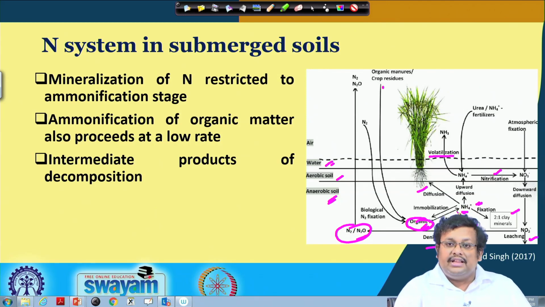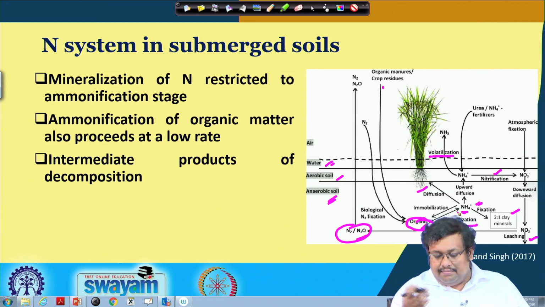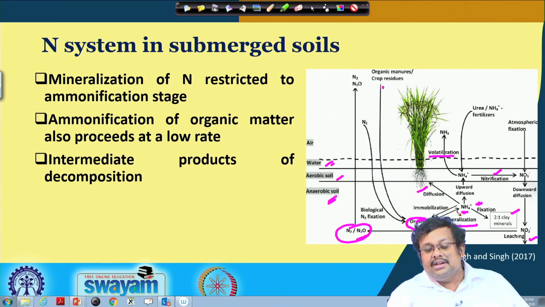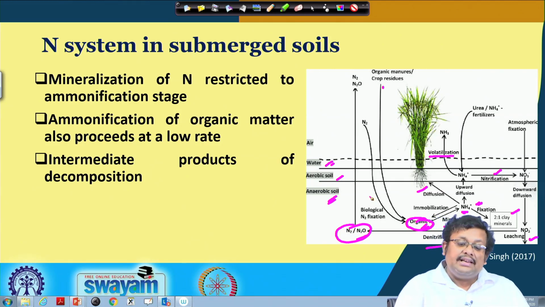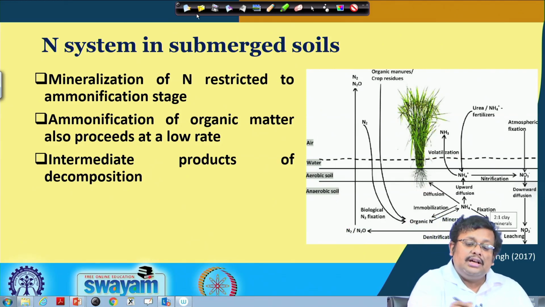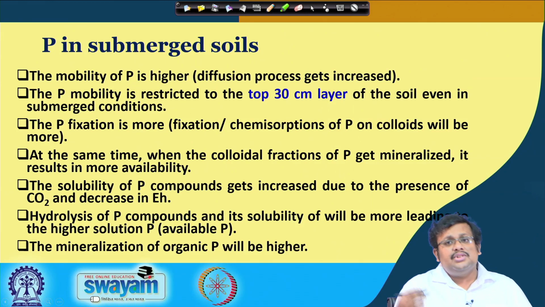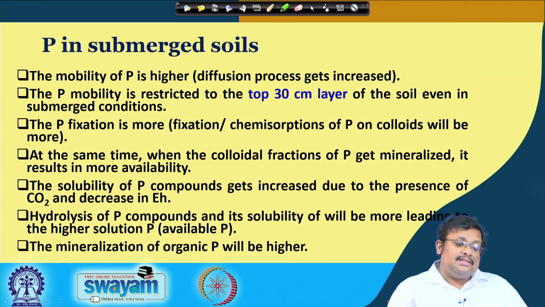In the anaerobic layer, the mineralization of nitrogen stops at ammonium formation. It cannot go beyond that because there is no oxygen, and ammonification of organic matter also proceeds at a much lower rate because the environment is devoid of oxygen, and intermediate products of decomposition form in this anaerobic layer. So, this is in short the nitrogen dynamics in submerged soil. Let us now consider phosphorus dynamics in submerged soil.